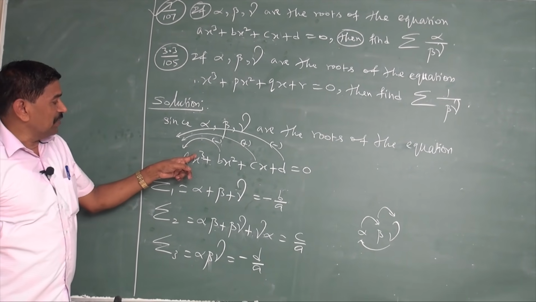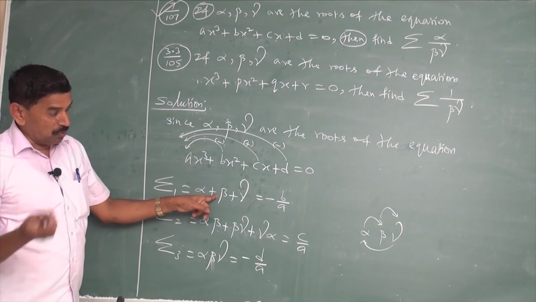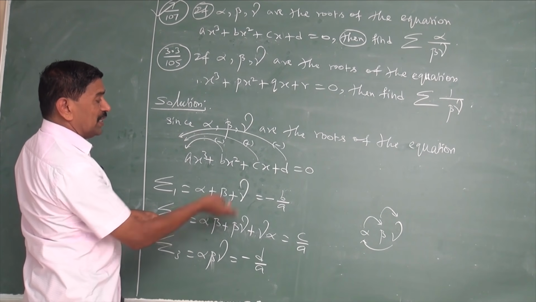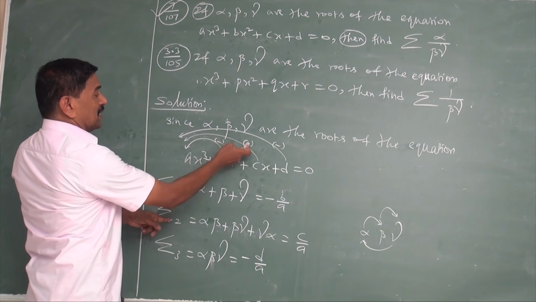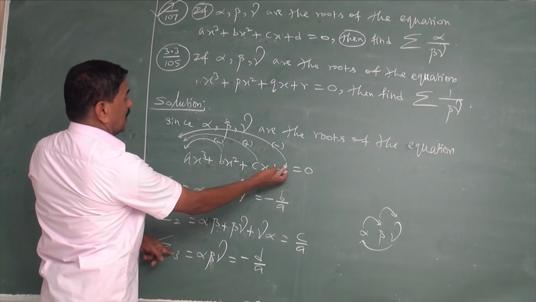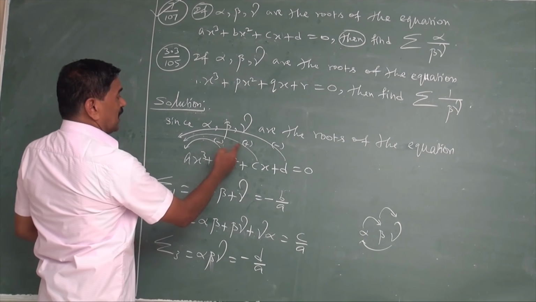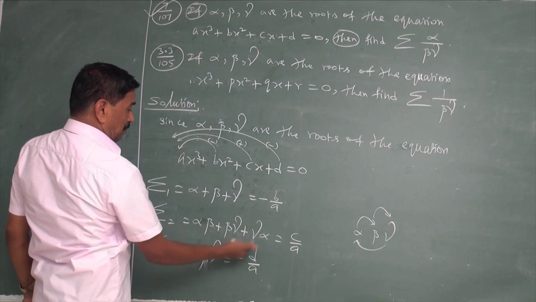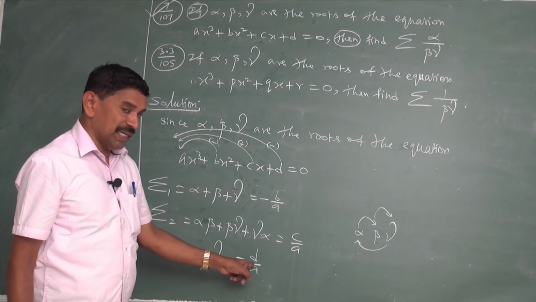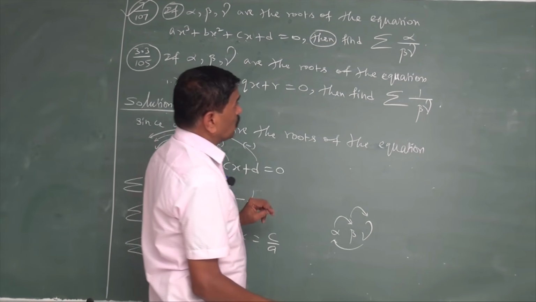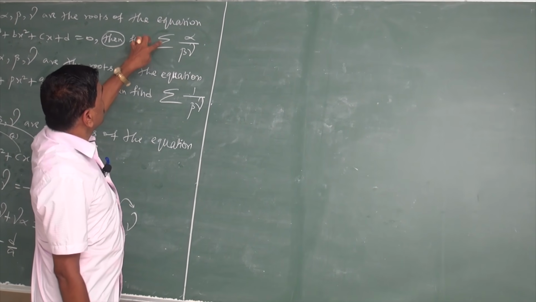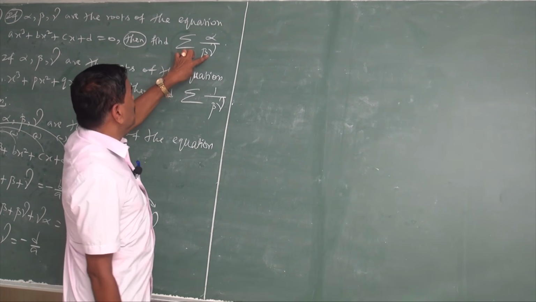For the cubic equation given, sigma 1, the sum of the roots taken one at a time, is equal to minus b by a. Sigma 2, the sum of the roots taken two at a time, is equal to c by a. Next, sigma 3, the product of all the roots, is d by a, where the signs are minus plus minus, minus into plus minus, so minus d by a. Also remember the technique: first one minus, plus, minus, like that. Now we are asked to find sigma alpha by beta gamma.